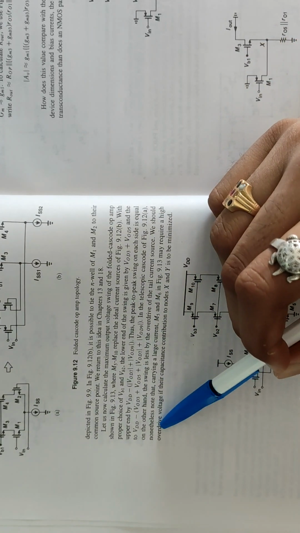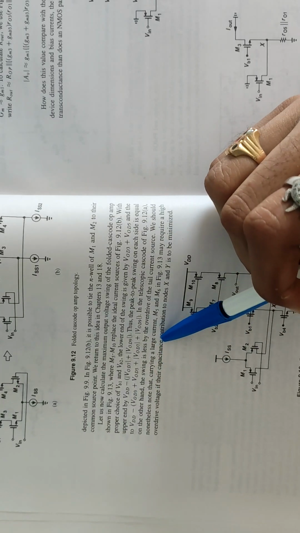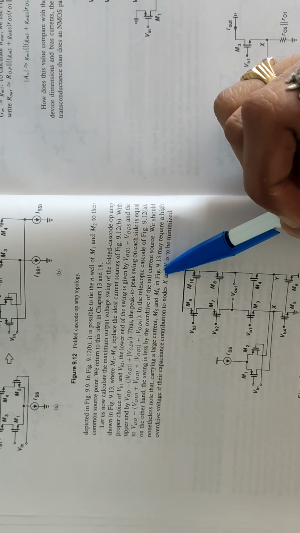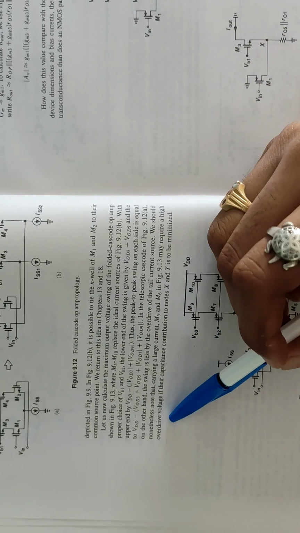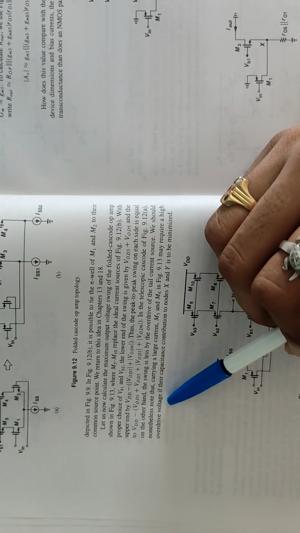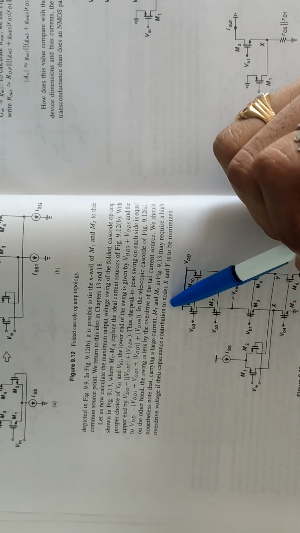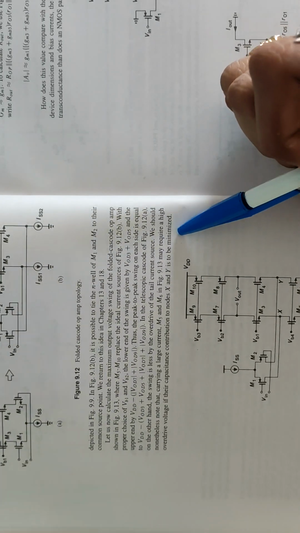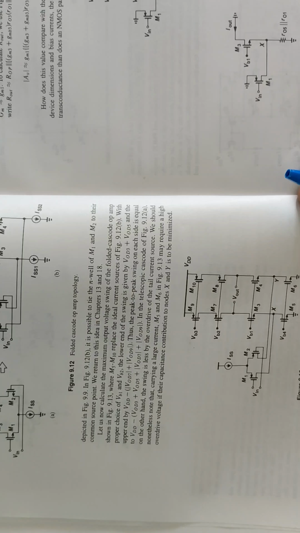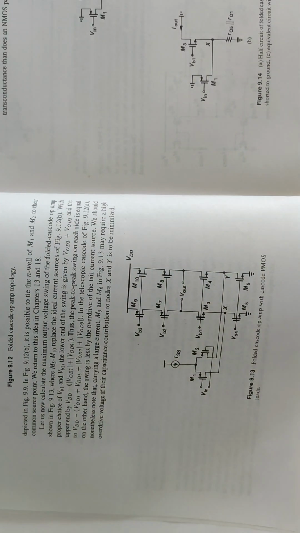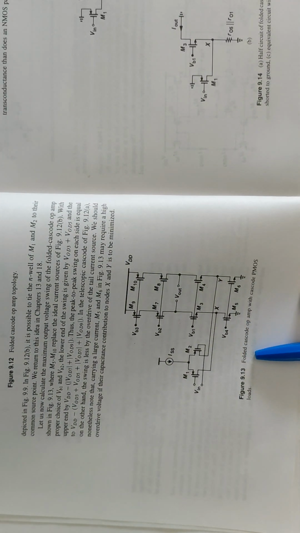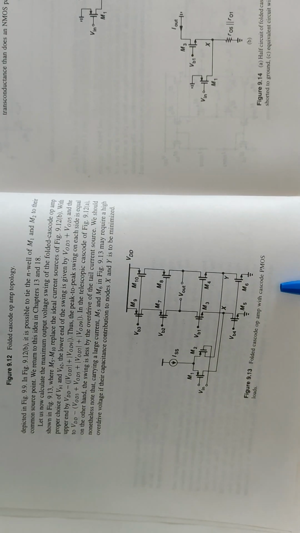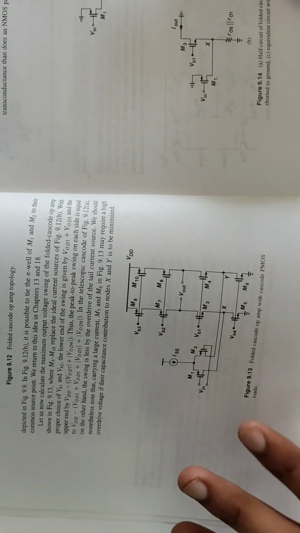We should nonetheless note that M5 and M6 in the figure, carrying a large current, may require a high overdrive voltage, and their capacitance contributions to nodes X and Y are to be limited. Figure: folded cascode op-amp with cascode PMOS loads.